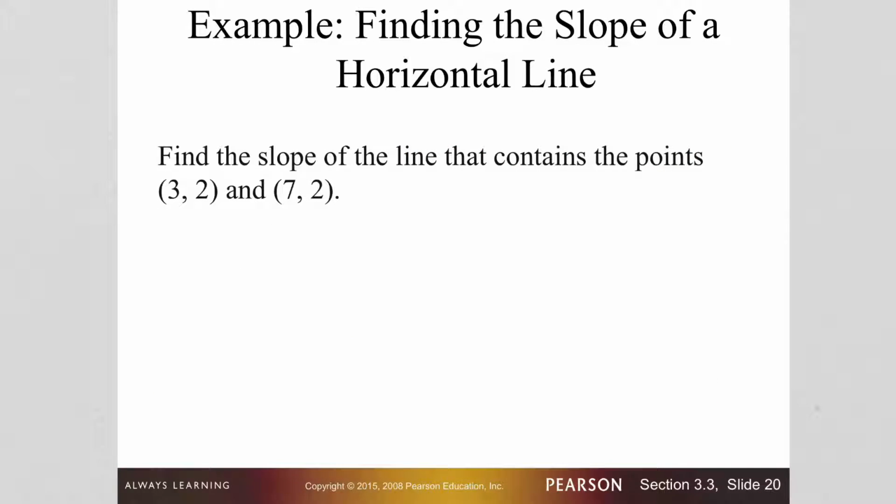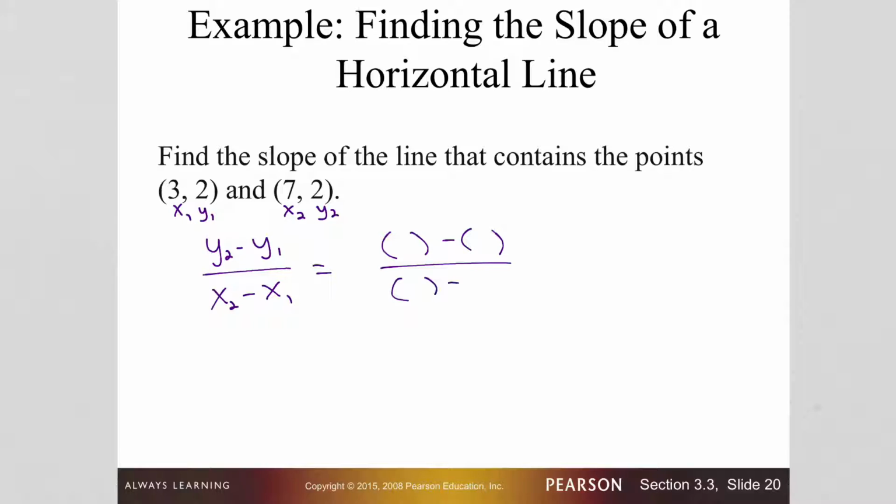Okay, so let's take a look at this slope. Again, we're going to use the formula y sub 2 minus y sub 1 over x sub 2 minus x sub 1. I'm going to name this x sub 1, y sub 1, x sub 2, y sub 2. So what goes in the upper left? Upper left is going to be 2. Upper right is also going to be 2. Bottom left is going to be 7. Bottom right is going to be 3.